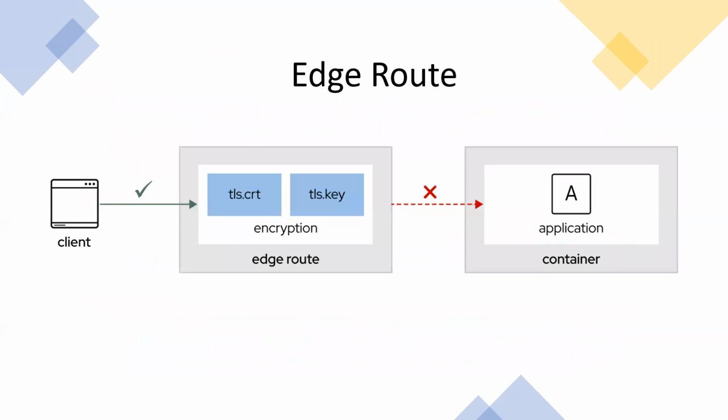So this is the edge route, as I explained earlier. If it is the edge route in OpenShift, then the connection between the client and the edge route is secure with TLS and SSL. All traffic is encrypted here, but between the route and the container in which your application is running, it is not encrypted. So this is the problem with the edge route.